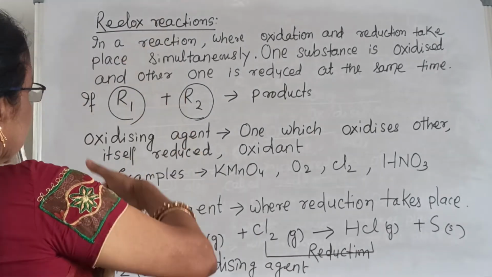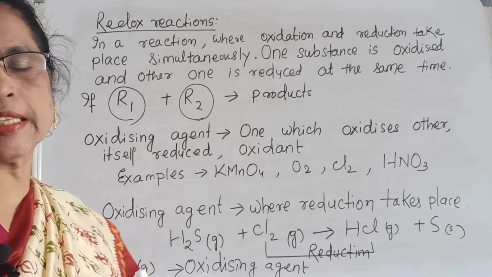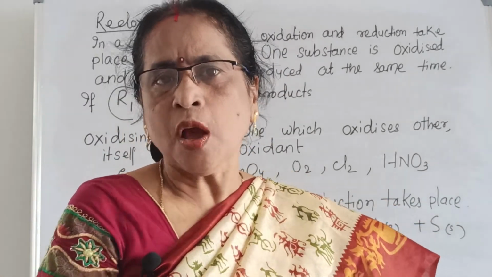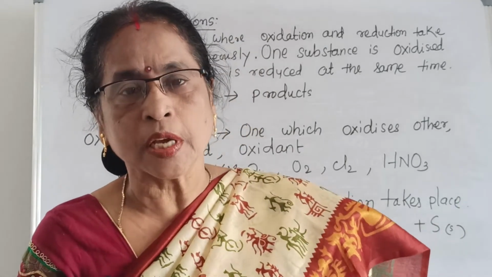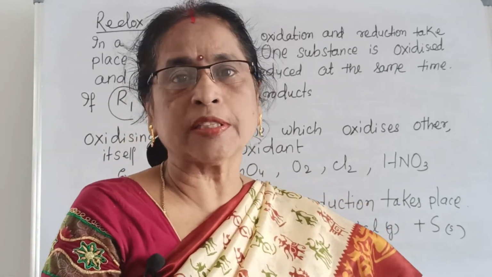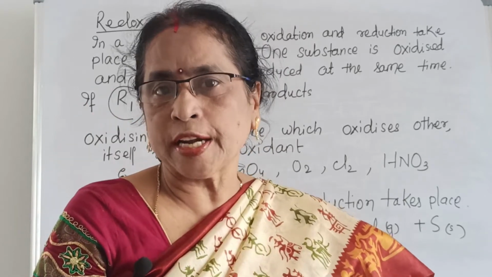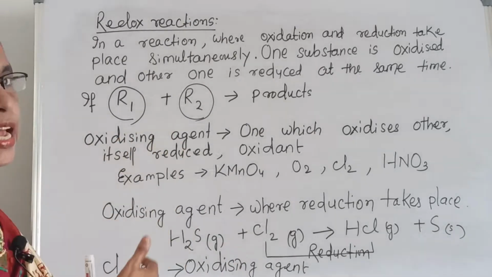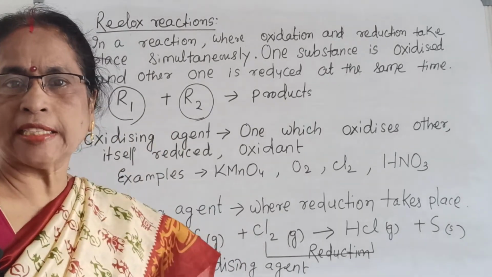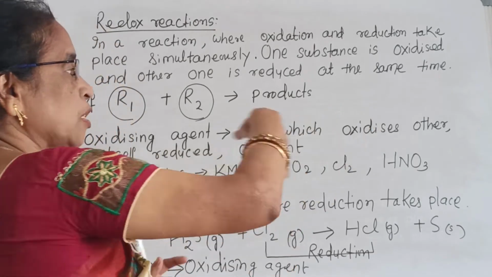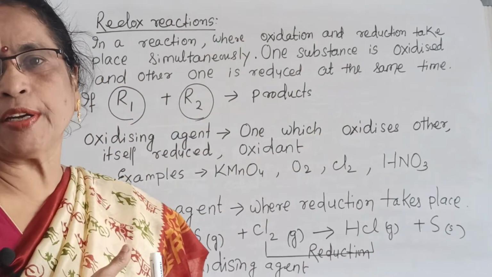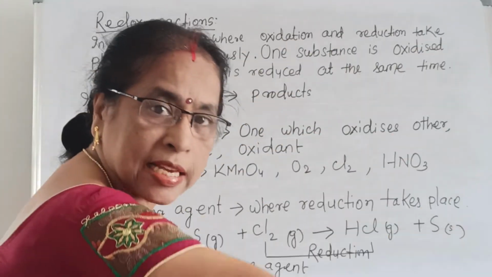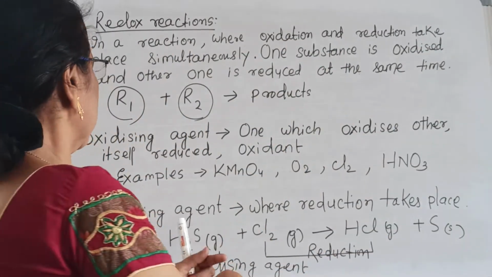Now come to what is an oxidizing agent. Redox reaction means both oxidation and reduction take place. One is oxidized and the other is reduced. Why is one oxidized and the other reduced? What is the reason? Actually, the word is oxidizing agent. What is an oxidizing agent? It is one which oxidizes another and itself is reduced.